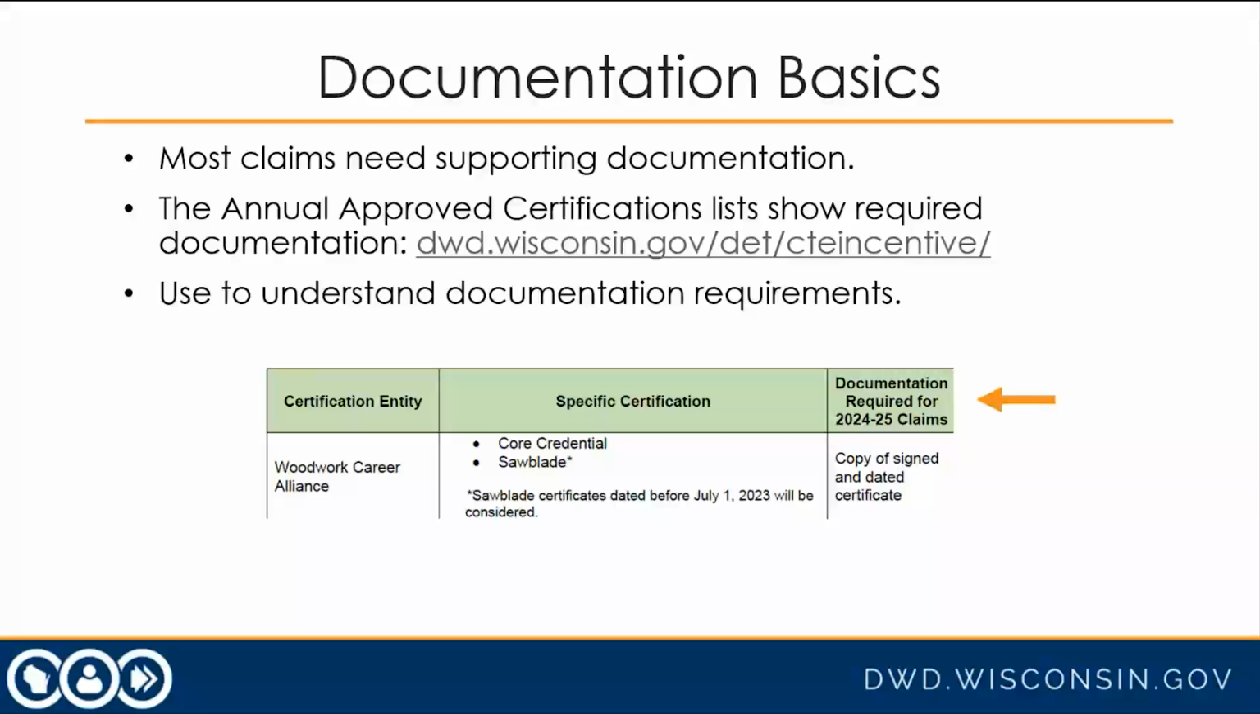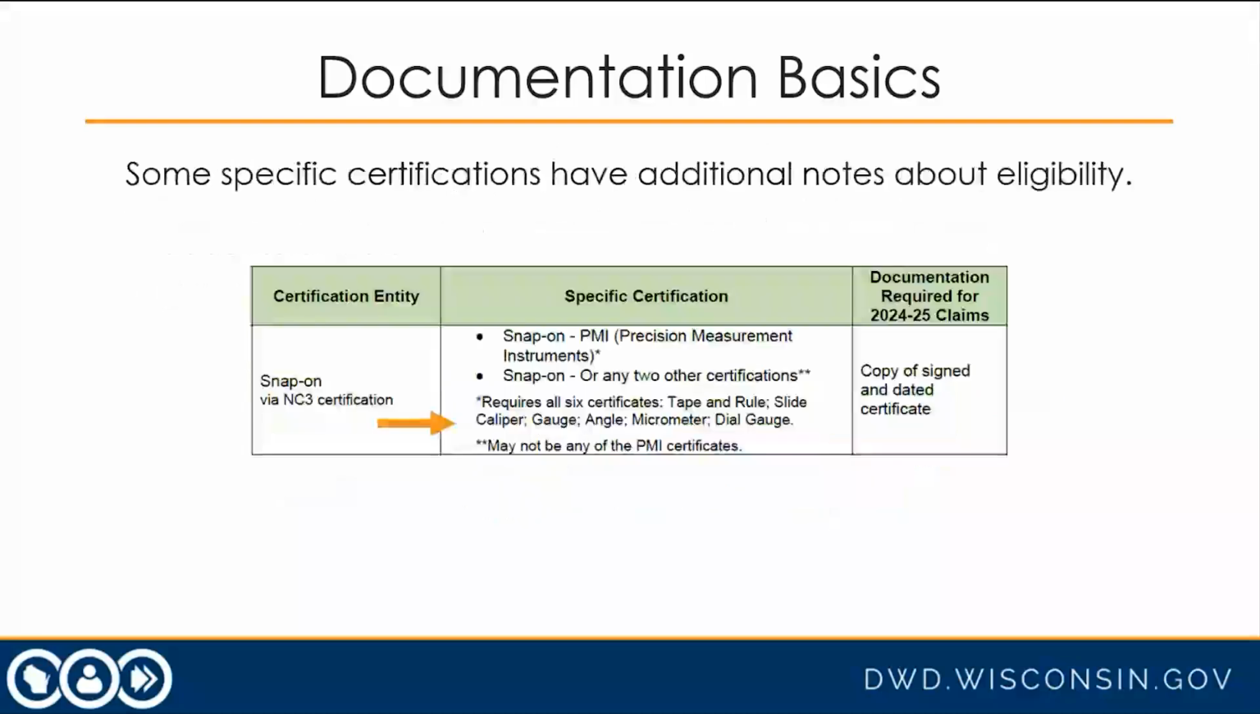The screenshot on this slide shows that the last column on the approved certifications list specifies the required documentation for each specific certification. Some specific certifications have additional notes about eligibility. In the screenshot on the slide, you can see a single asterisk note for the PMI certification, where the note provides the names of the certificates that need to be uploaded. There is also a double asterisk note for the or any 2 other certifications that specifies that neither of the 2 can be from the PMI series. Be sure to read the notes.